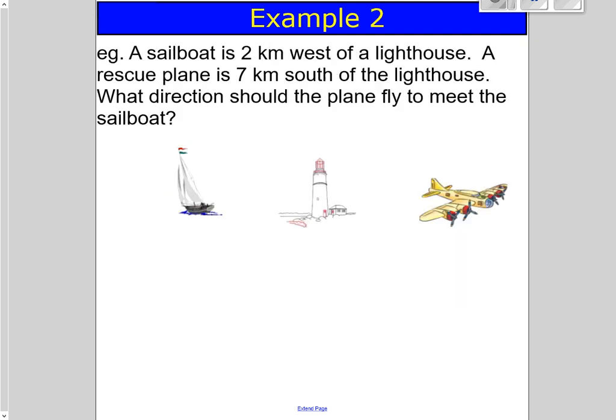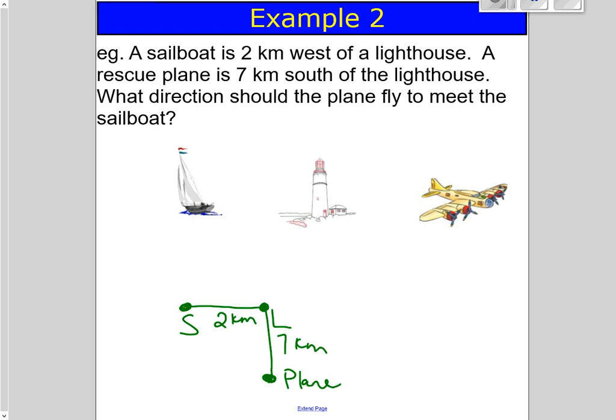Let's continue on. Example 2. So we have a sailboat. It's 2 kilometers west of a lighthouse. A rescue plane is 7 kilometers south of the lighthouse. What direction should the plane fly in order to meet the sailboat? So let's begin. The sailboat is 2 kilometers west of the lighthouse. So let's say here's my lighthouse. I'm going to go 2 kilometers west of that. We have a sailboat, so that's 2 kilometers. And a rescue plane is 7 kilometers south. So this is south, and that's 7 kilometers. And that's my plane.